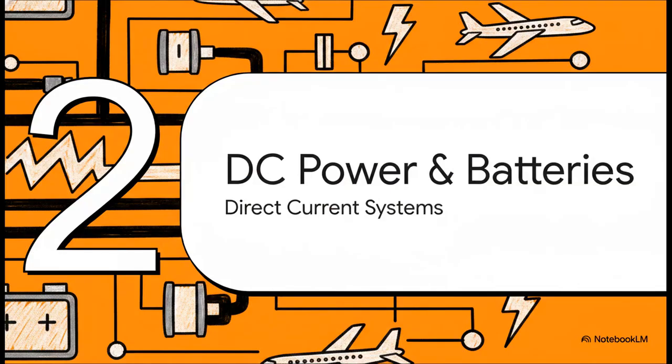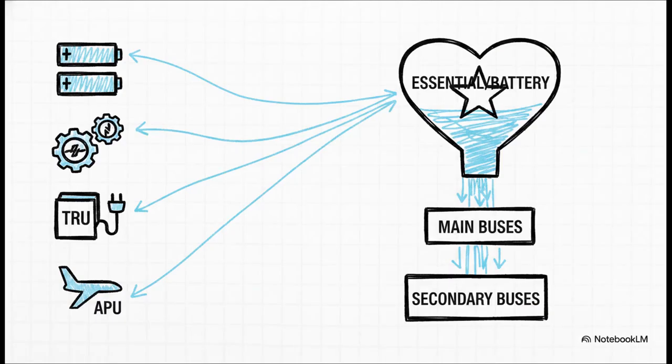Moving on to Section 2, DC power and batteries. Let's break down the direct current side of the aircraft. The Q400 utilizes 4 separate types of DC power sources to feed the bus system. We've got 3 24-volt NiCad batteries, 2 engine-driven starter/generators, 2 transformer rectifier units, or TRUs, and an optional APU generator. Now, power flows through the aircraft strictly by priority. The system prioritizes the battery bus and the left and right essential buses absolutely above all else. After that come the main buses, and finally, priority 4 goes to the secondary buses.